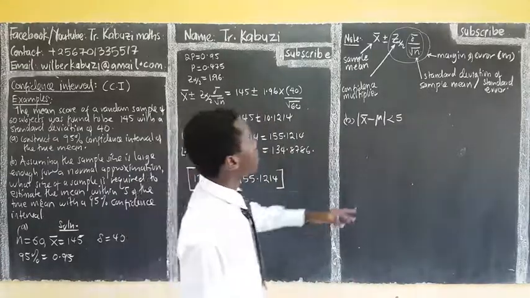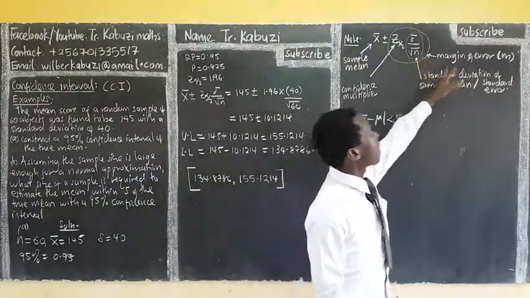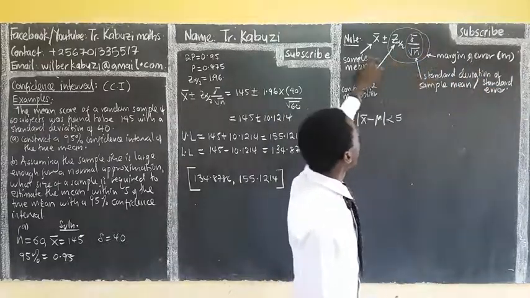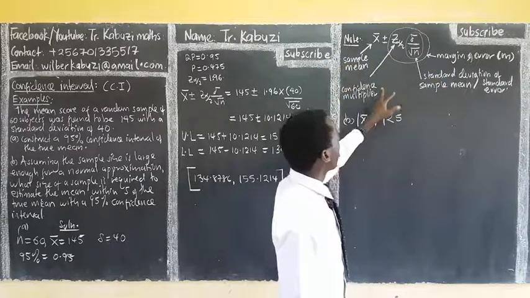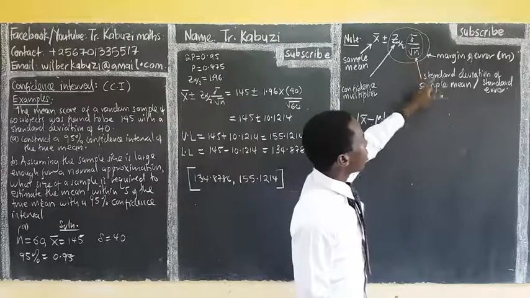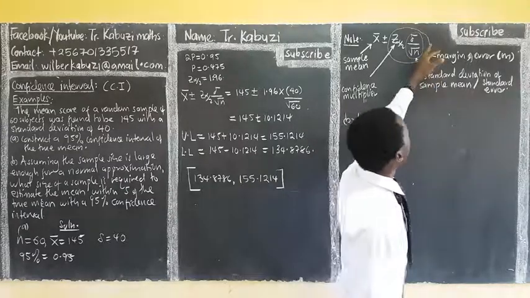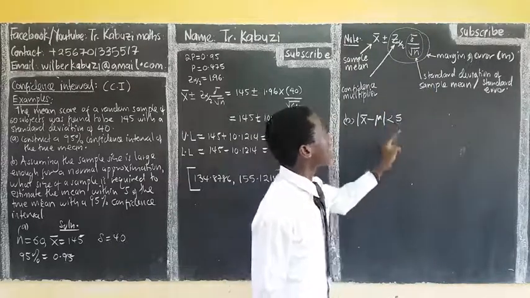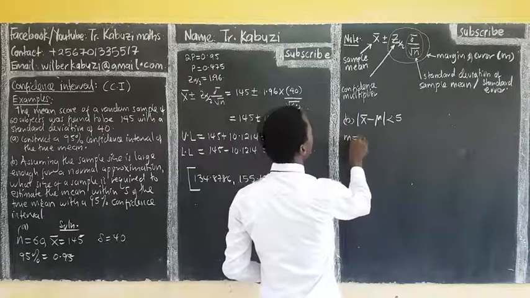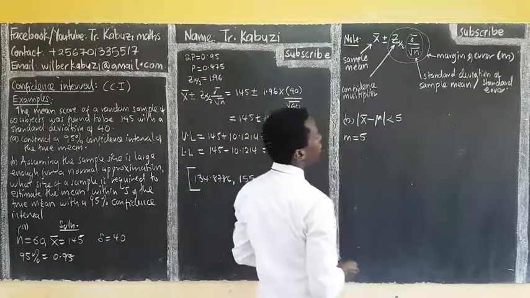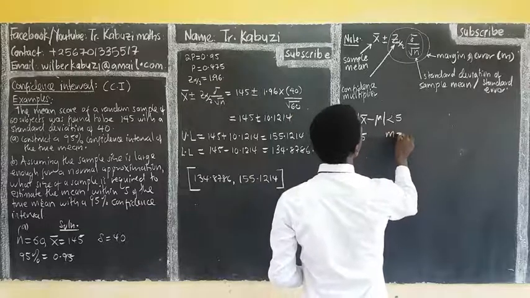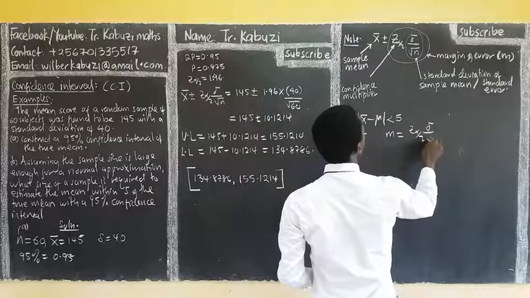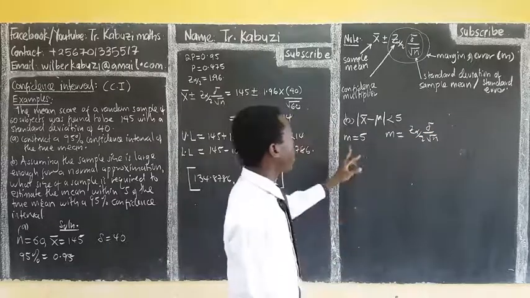Now, this 5 is what we call the margin of error. This is what we call the sample mean. This is what we call the confidence multiplier. This one is called the standard error or the standard deviation of the sample mean. And all of this is what we call the margin of error. So the margin of error they are giving us here is 5. We have seen that our margin of error is always z alpha over 2 times sigma over root of n.